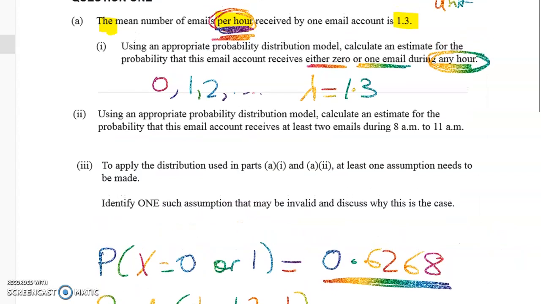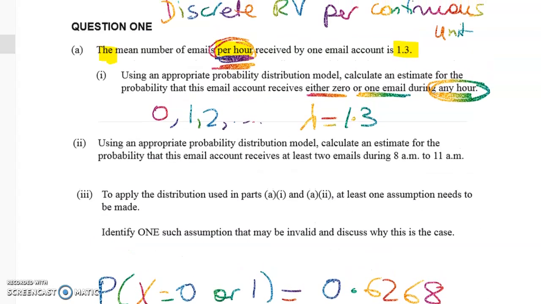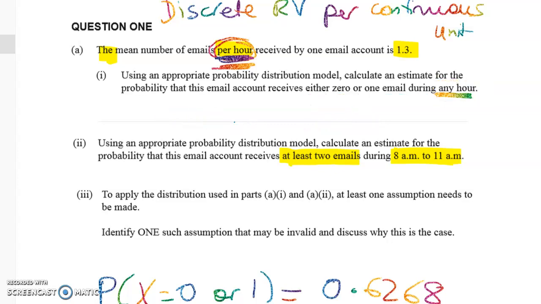So let's look at the next part of the question, which is quite similar, except we're told to calculate an estimate for the probability that this email account receives at least 2 emails, but it's during a 3-hour period, from 8 to 11 a.m. So what do I have to do with this? Well, this is a question where I have to fix the time period up and the lambda so that they match each other. And you can see up here, lambda was per hour, but here we've got per 3 hours.